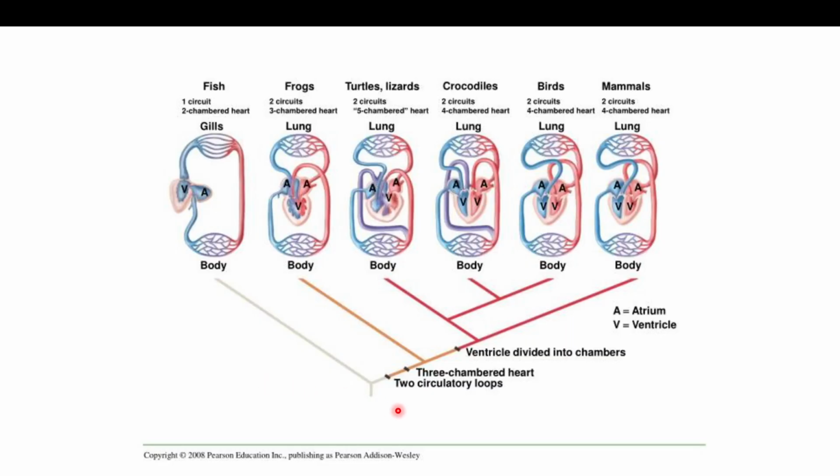Now, if we look at this, again, fishes have one circuit, a two-chambered heart. Frogs have two circuits because there are two auricles and a three-chambered heart. Turtles and lizards also have two circuits. Sometimes the ventricle looks kind of partially divided, so that's why it is sometimes also called a five-chambered heart. Crocodiles also have a four-chambered heart, two ventricles, two auricles. Birds have a four-chambered heart. Mammals have a four-chambered heart.